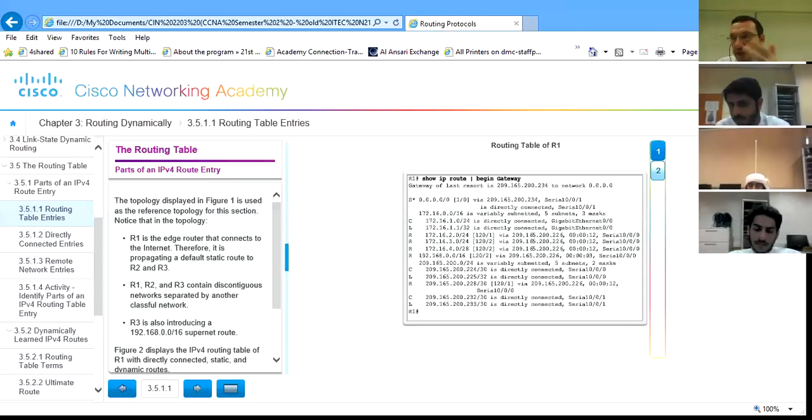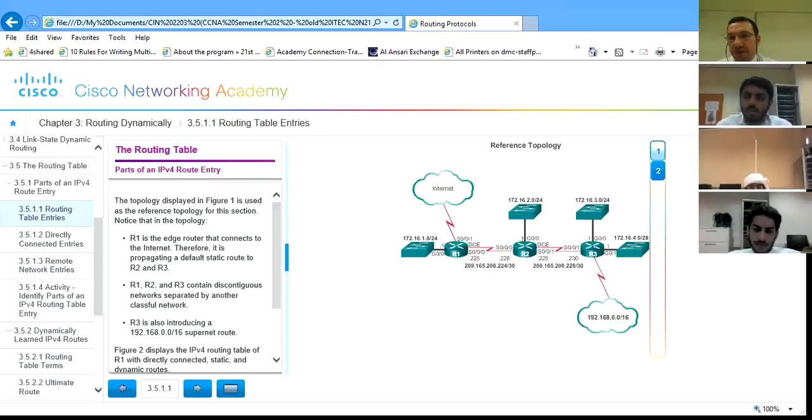The two here means it's 2 hops away. So to reach this network, I need to go through 2 routers. Is that right? Let's have a look. From R1's point of view, how many jumps does it need to go? This is R1. To reach this, I need to go, this is 1 hop. R1 to R2, this is 1 jump. This is the second jump, the second hop. Then I can reach this network. Okay?